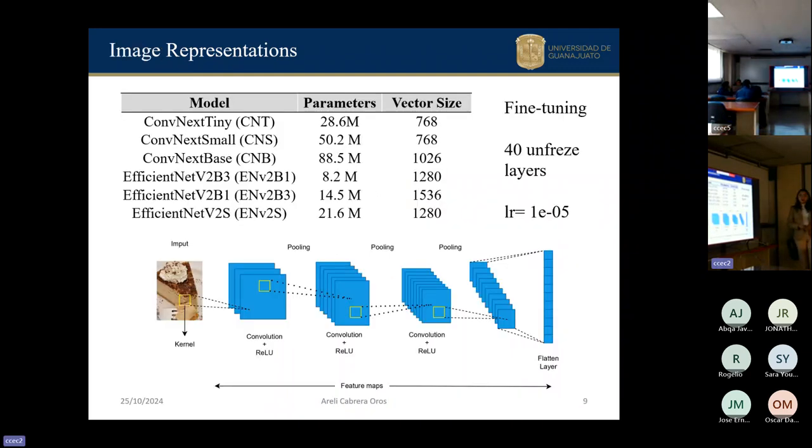For the image representation, we choose six different models. The ConvNeXt models were developed in 2022, and the EfficientNet models were developed in 2021. The parameters of the models are shown in the table. And in the figure, we can see how an image is transformed into a feature vector passing through a series of convolution and pooling layers. Our final vector size varies from 768 to 1,536. For the image, we applied a fine-tuning technique, freezing the last 40 layers and changing the learning rate to 1e-5 to prevent overfitting.